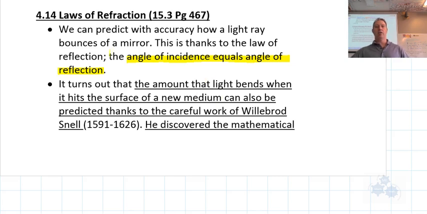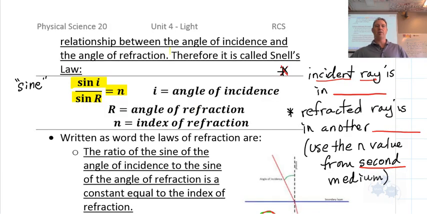Anyway, just like reflection has predictable rules and laws, refraction, the bending of light, is also very predictable. So he discovered the mathematical relationship between the angle of incidence and the angle of refraction, and we now call it Snell's law. Okay? So here it is down here. I've already got that highlighted for you.